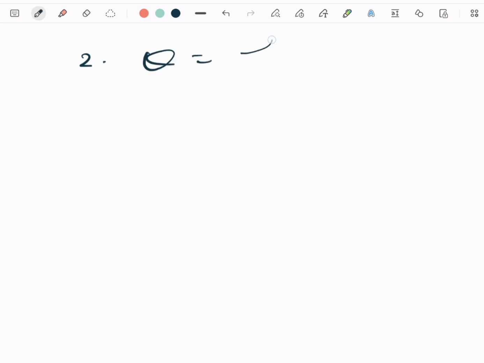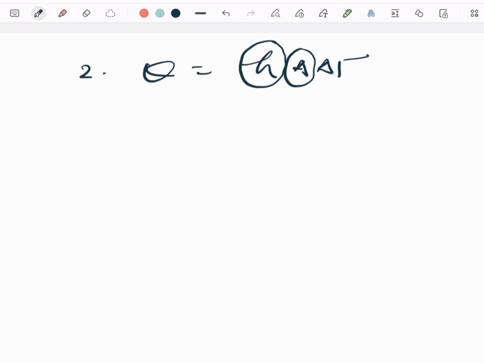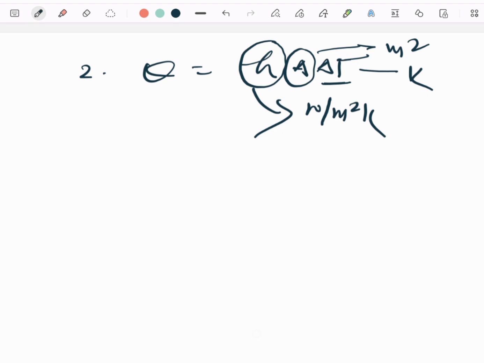Second equation is Q = hAΔT. This equation is used for convective heat transfer or heat loss, where h is the convective heat transfer coefficient, A is the cross section area, and ΔT is the temperature difference or temperature gradient for heat transfer. If you look at the units, h is watt per meter square per Kelvin, A is meter square, and ΔT is Kelvin.